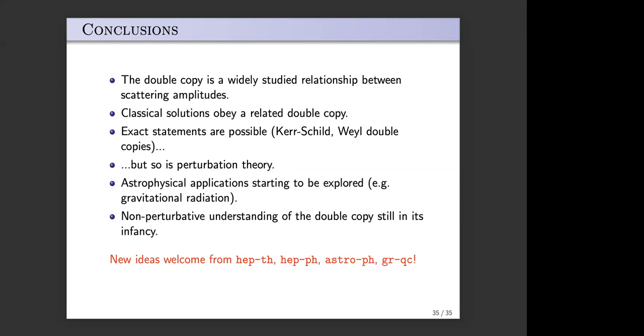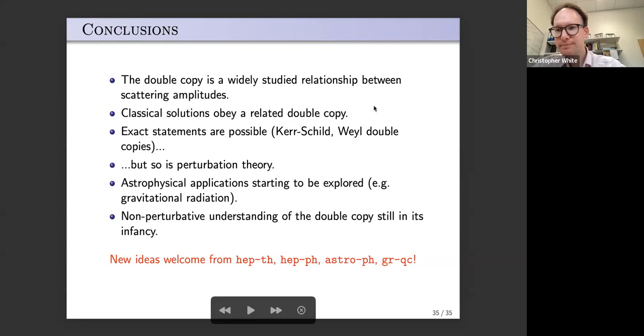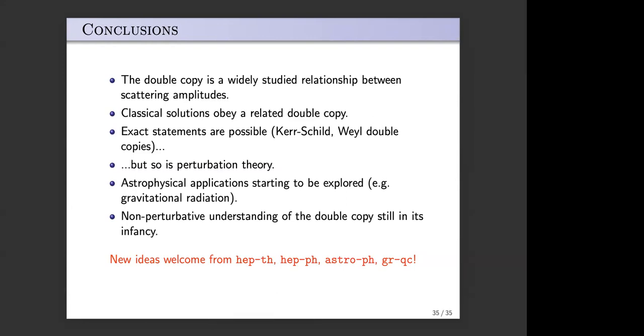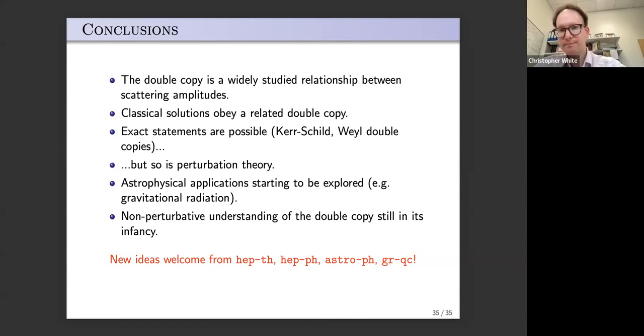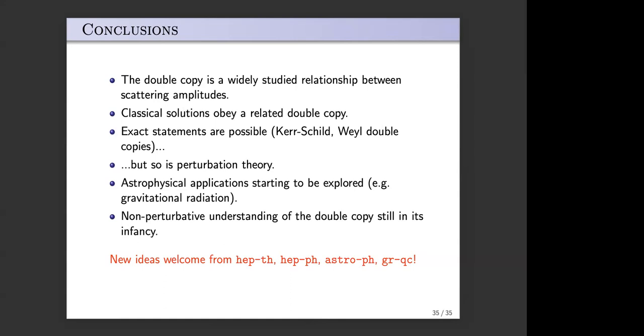Can I ask a question? Yeah. So when you talked about this Weyl double copy, you took the solution from gauge theory, F_AB and F_A'B', and you constructed the Weyl tensor. That's right. So on the gravity side, you have some conformal gravity theory or normal Einstein gravity, because you are constructing the Weyl tensor.